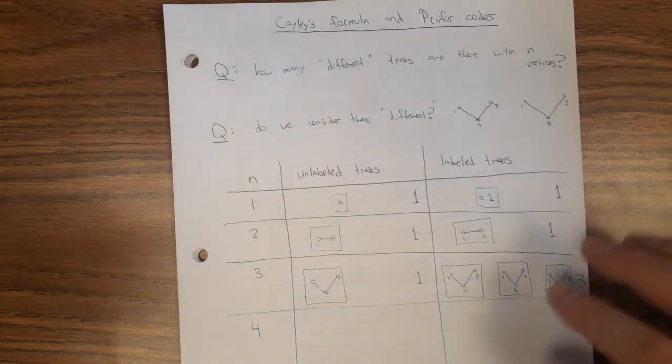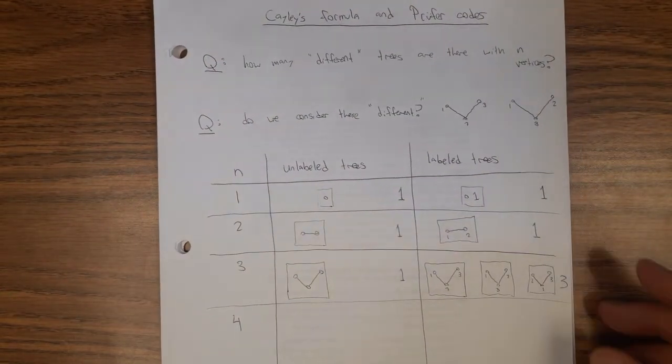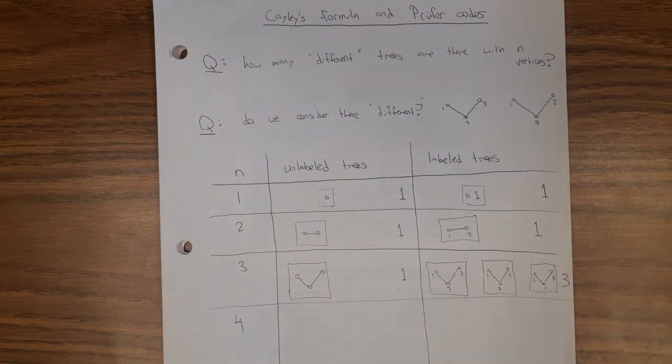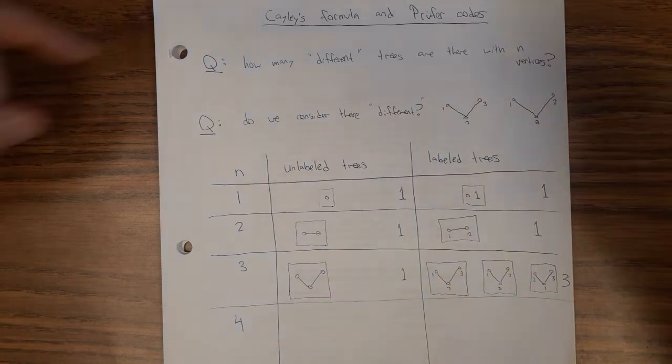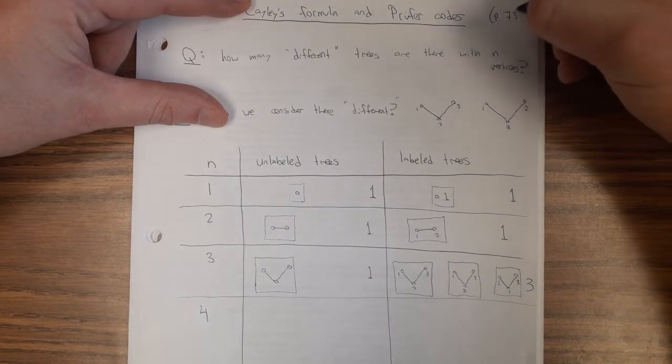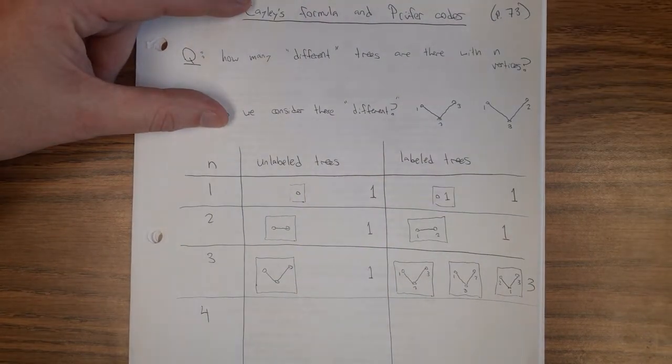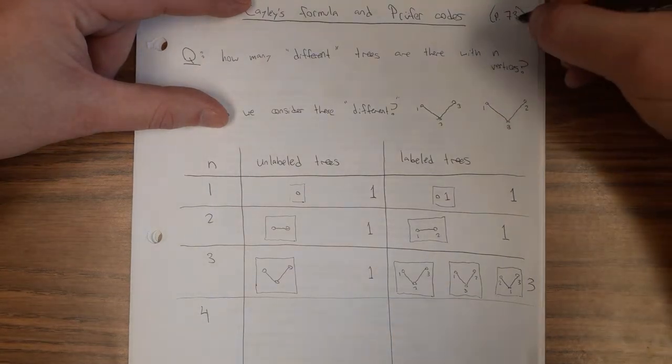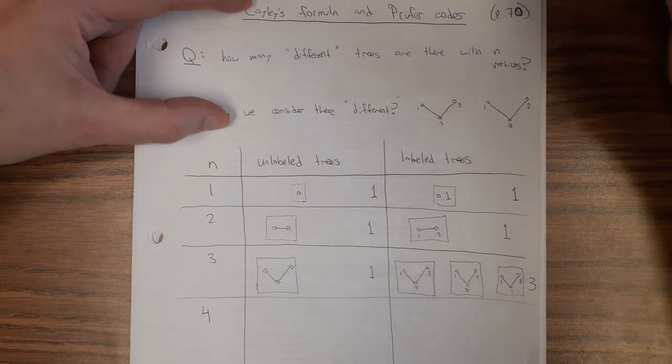Alright, so here's a video about Kayles Formula and proofer codes. So this is like approximately page, more like 70 is where it starts.